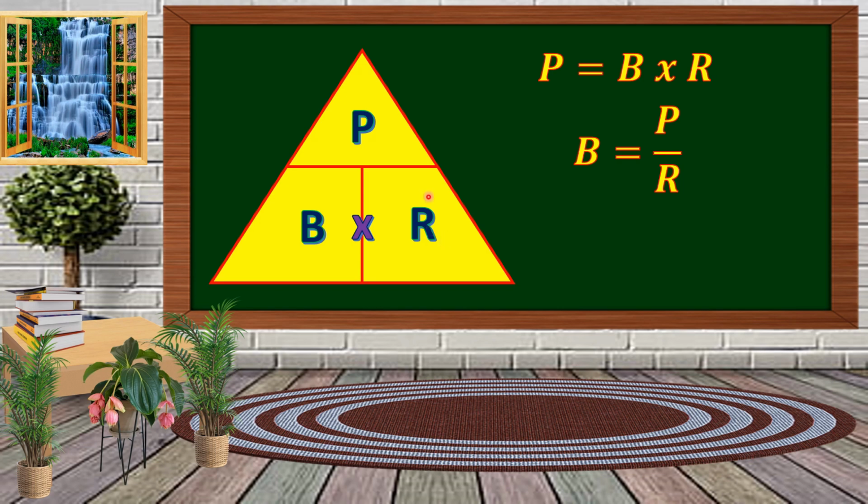The same with our rate, we're just going to equate that to percentage over the base. So the equation will be like this: rate is equal to percentage over base, or percentage divided by base. So remember those formulas since we're going to use them by and by.